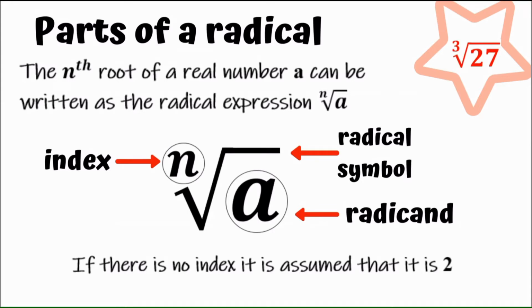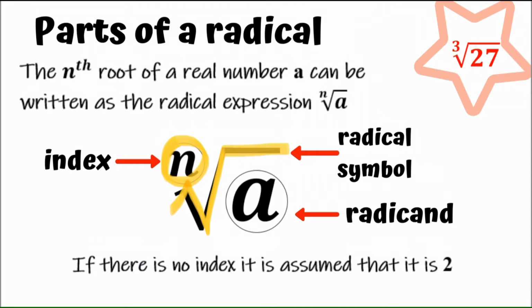So you may or may not have seen radicals before. Usually this is what they look like. This is the radical symbol right here. The number that's outside the radical symbol is called the index. Usually it's a little small number on the outside. If you look at this star on the top right corner, the index in this case is the 3.